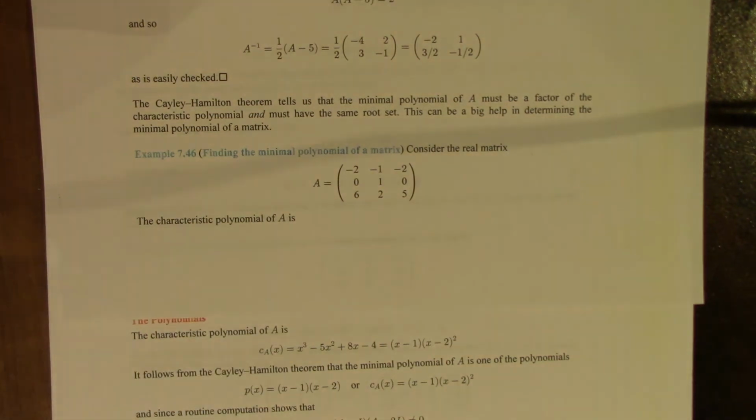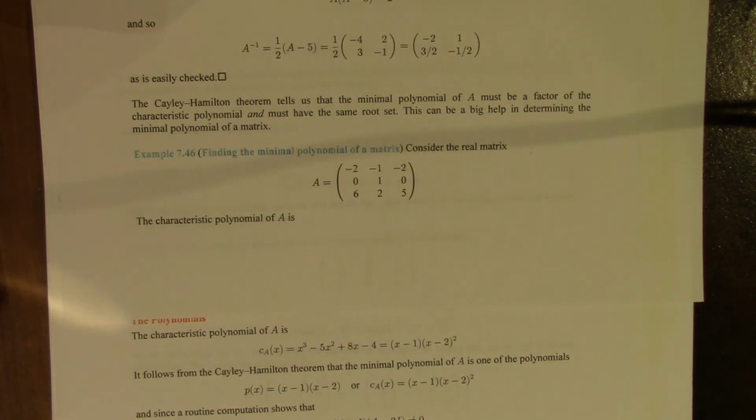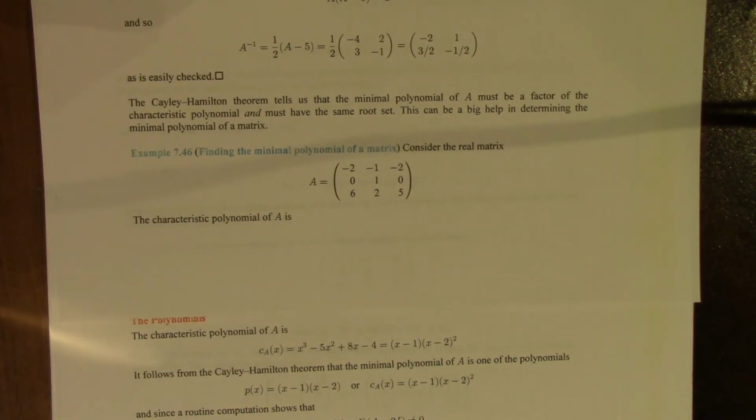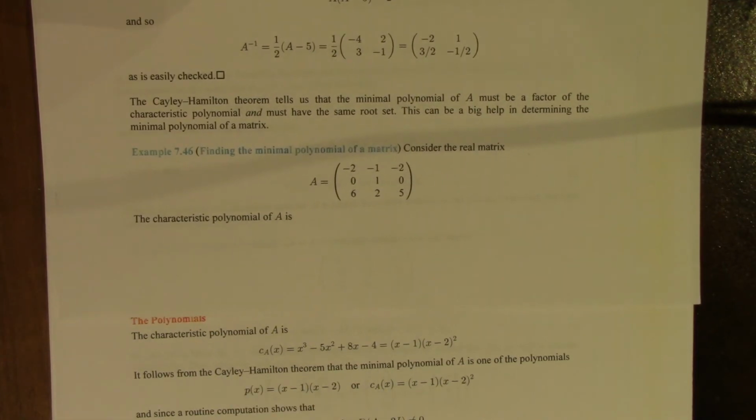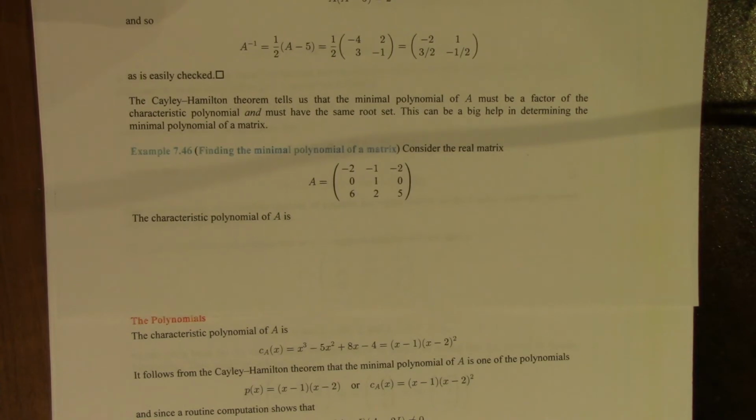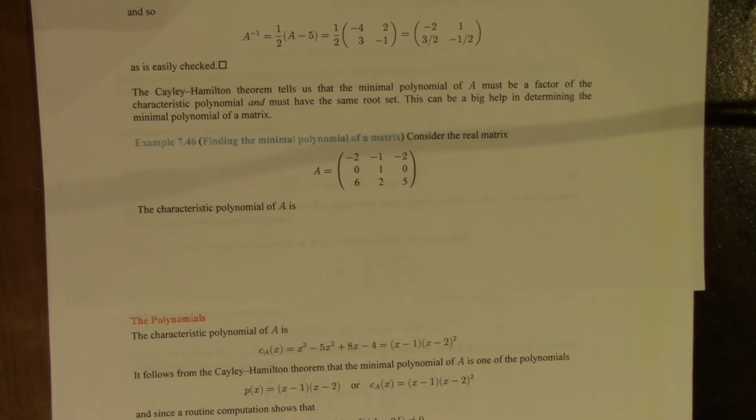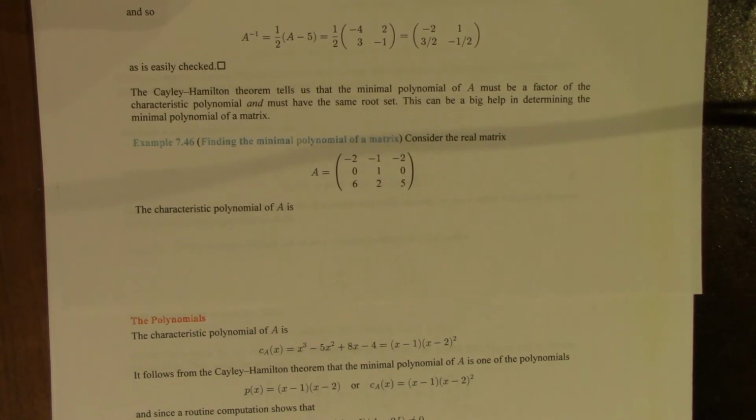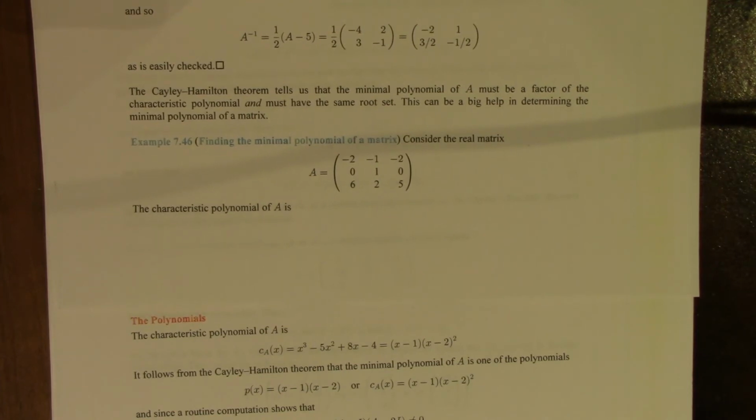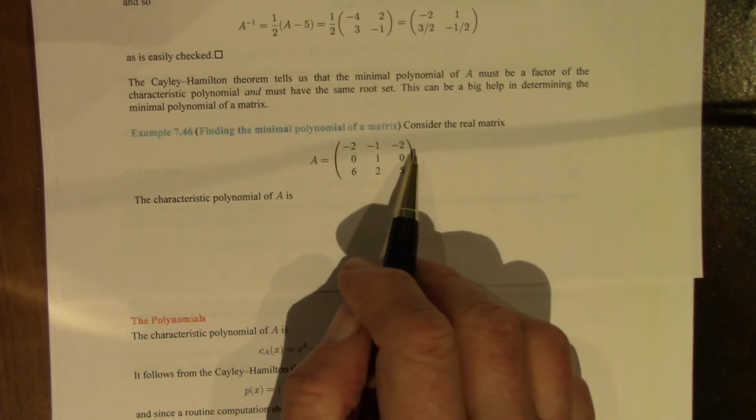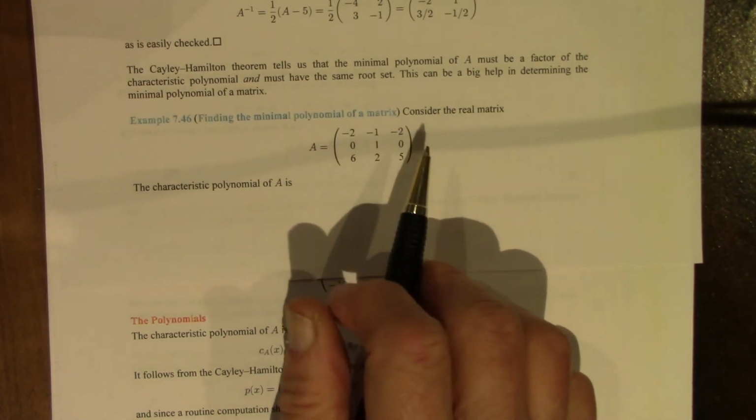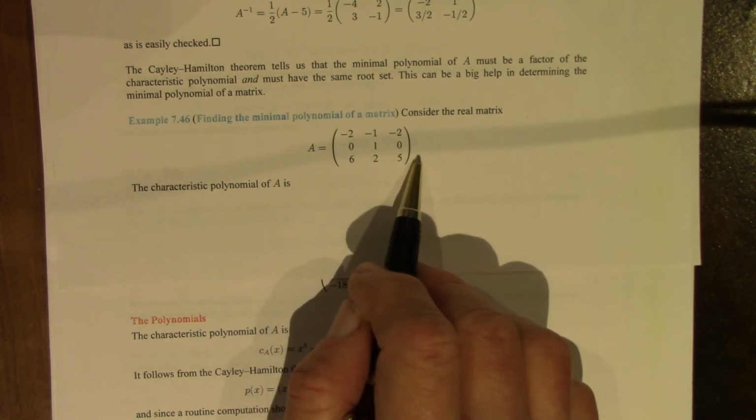The Cayley-Hamilton theorem tells us that the minimal polynomial divides the characteristic polynomial. It's a factor of the characteristic polynomial, and it has to have the same root set. And that can be a huge help in finding the minimal polynomial of a matrix, which in general could be difficult. I mean, it can still be difficult even using the following technique, but at least it works in some cases. Here's a 3 by 3 matrix.